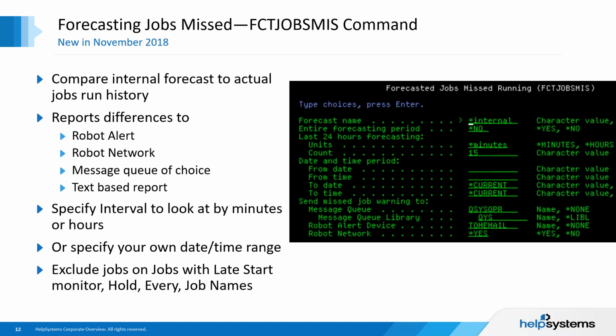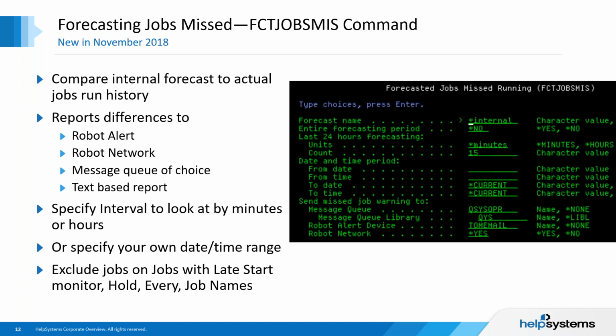And what it's going to do is automatically compare your internal forecast to the actual job run history. So what we're doing is we're looking for exceptions, right? And if there's an exception, we can alert you through Robot Alert, through Robot Network, through a message to a message queue of your choice, or you can look at a report. Maybe you have auditors who want to verify that you're doing that, right?